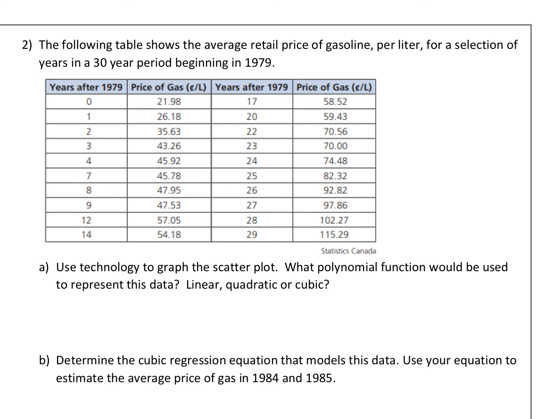All right, so we can look here at example 2. This table shows the average retail price of gasoline per liter for the 30 years following 1979. So this is quite a lot of information, but again, you just enter your information into lists. List 1 will be my year, list 2 will be my price of gas. That's what I was observing in those years. So we'll draw the graph and then we'll chat. So pause the video and enter your information in now.